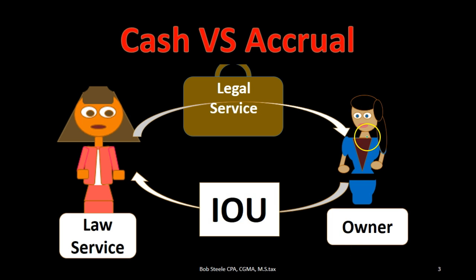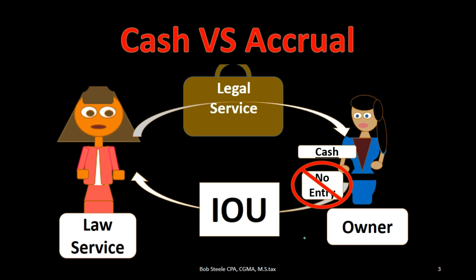If we look at an example of this, we can say we're the owner here on the right-hand side. We are receiving legal services and we are giving an IOU. So we have not yet paid for the legal services, but we have consumed the legal services. The work has then been done. If we compare and contrast what would be done under a cash basis or an accrual basis, under a cash basis, we would say that there would be no transaction at that point in time. Cash has not been paid. It will be paid in the future.